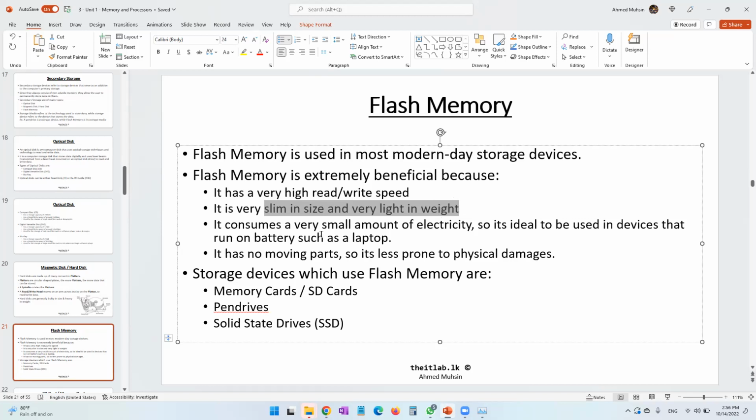Okay. It consumes a very small amount of electricity, so it's ideal to be used in devices that run on batteries, such as a laptop. Devices like laptops are ideal for fitting flash memory because flash memory storage devices do not consume a lot of electricity. Okay, it has no moving parts, so it's less prone to physical damage. So your laptop, you can move it this way, that way, you can put it in your bag, take it out, all that can happen. And the chances of your flash memory storage device being affected is very, very minimal because it has no moving parts.